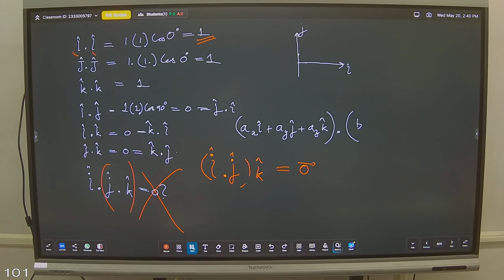To show that they are unit vectors of magnitude 1.